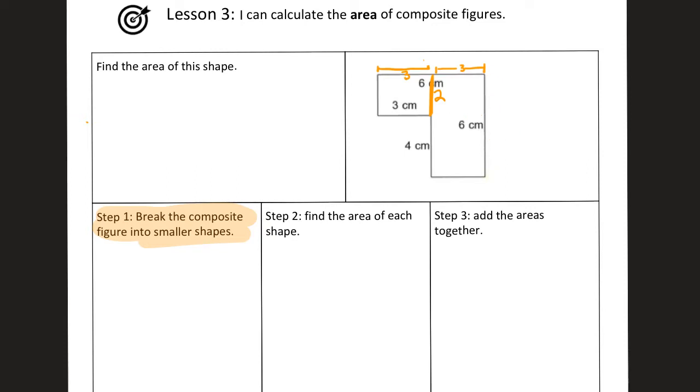Okay. So I have a small rectangle. I'm going to find the area of each of those. So I'm going to do the small rectangle first. And its area is the base times the height, which is 3 times 2, which is 6. So that was this guy.